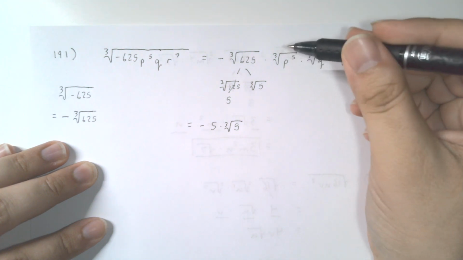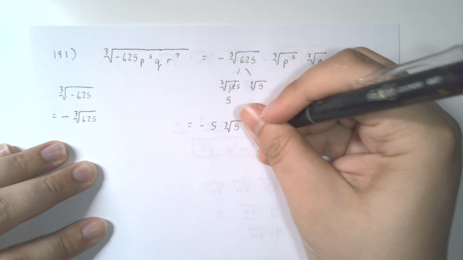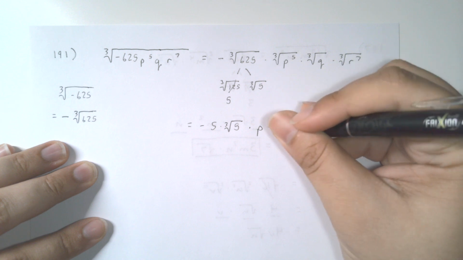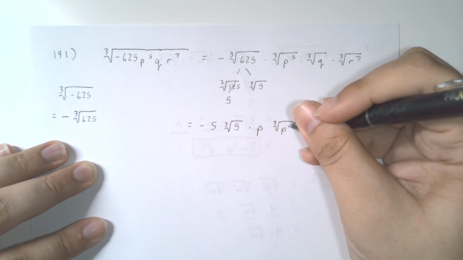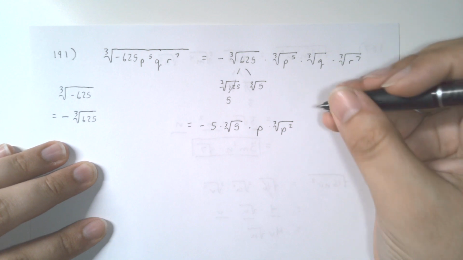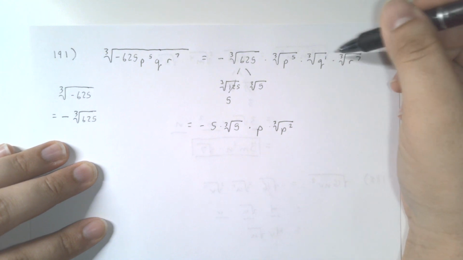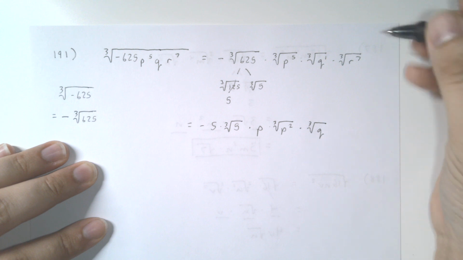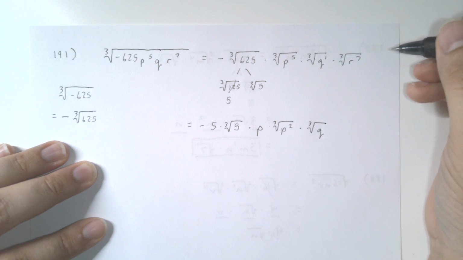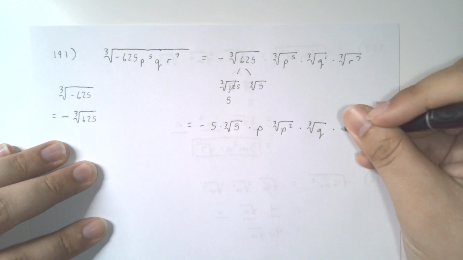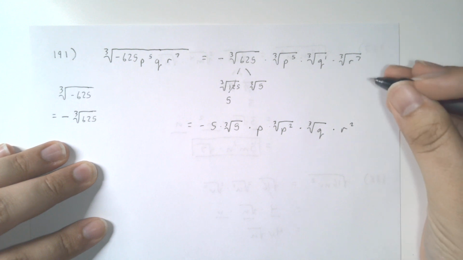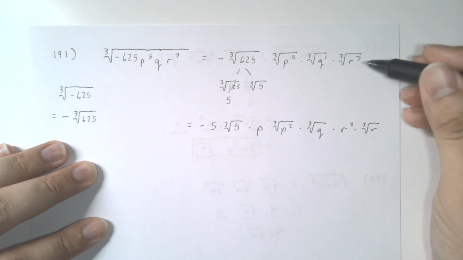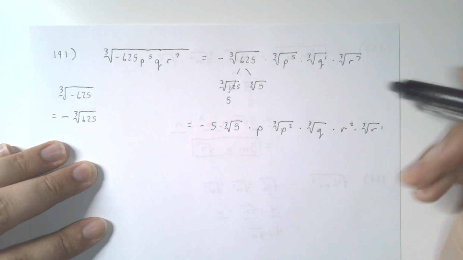We ask ourselves, how many times does 3 go into 5? It goes in once with a remainder of 2. So we have p to the first with a remainder of 2, so p to the second inside of our cube root. 3 doesn't go into 1 at all, so this is just a cube root of q. And 3 goes into 7 twice with a remainder of 1. So we have r squared, because 3 goes into 7 twice, times the cube root of r to whatever our remainder is. Our remainder would be 1. And so we don't really need to write that 1 there.